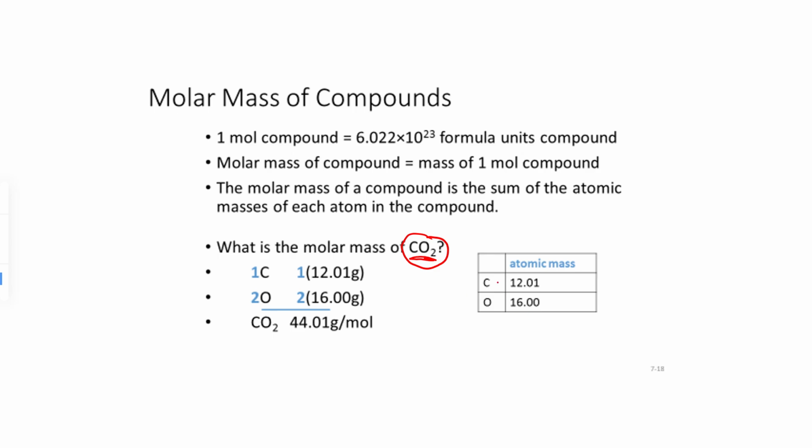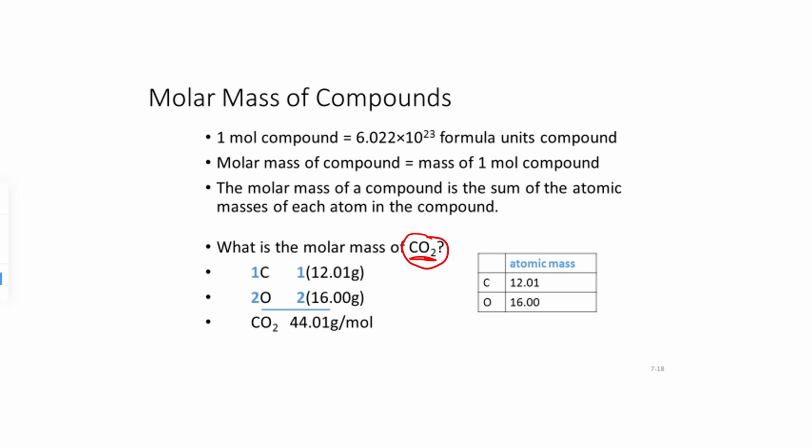So in order to get the total mass of all of this, we would have to add them up. But we also have to account for how many carbon and how many oxygen are in this compound. So here you can see that there's 1 carbon. So we have 1 times the mass of carbon. Plus there's 2 oxygen. So we have 2 times the mass of oxygen. And when we add those up, the total mass is 44.01 grams per mole.